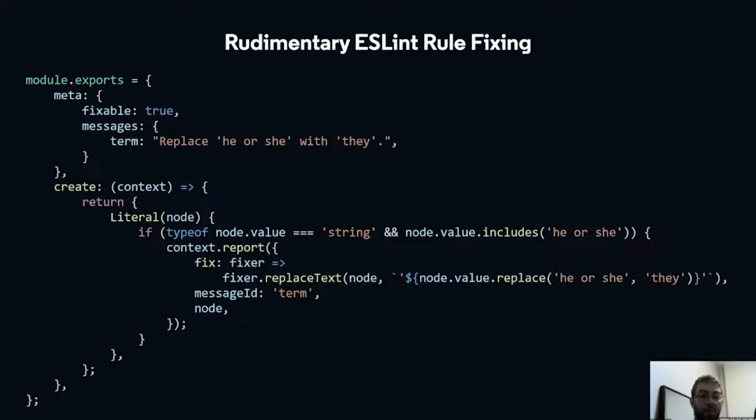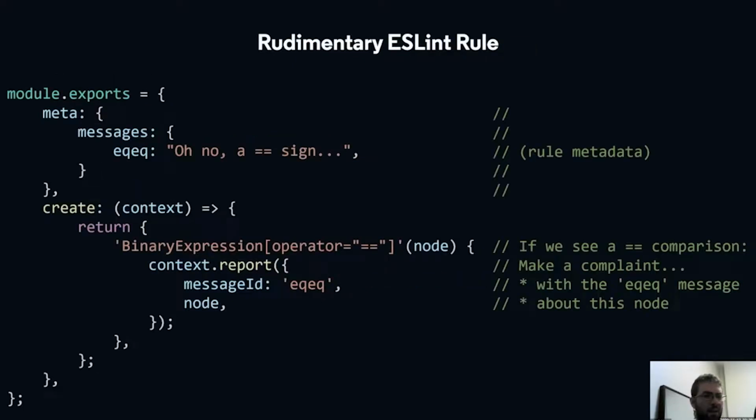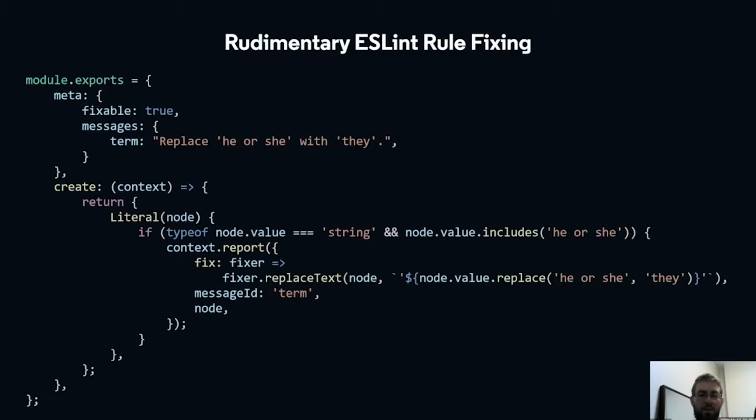We have the create, which takes in a context. Instead of selecting on, as we see in the last slide, a fancy CSS-like selector, which needs to be represented with quotes because of special characters, for this one, it's just any literal. Once we get this literal, we check, is this a string literal? Is the value a string? And does the value include the phrase he or she?